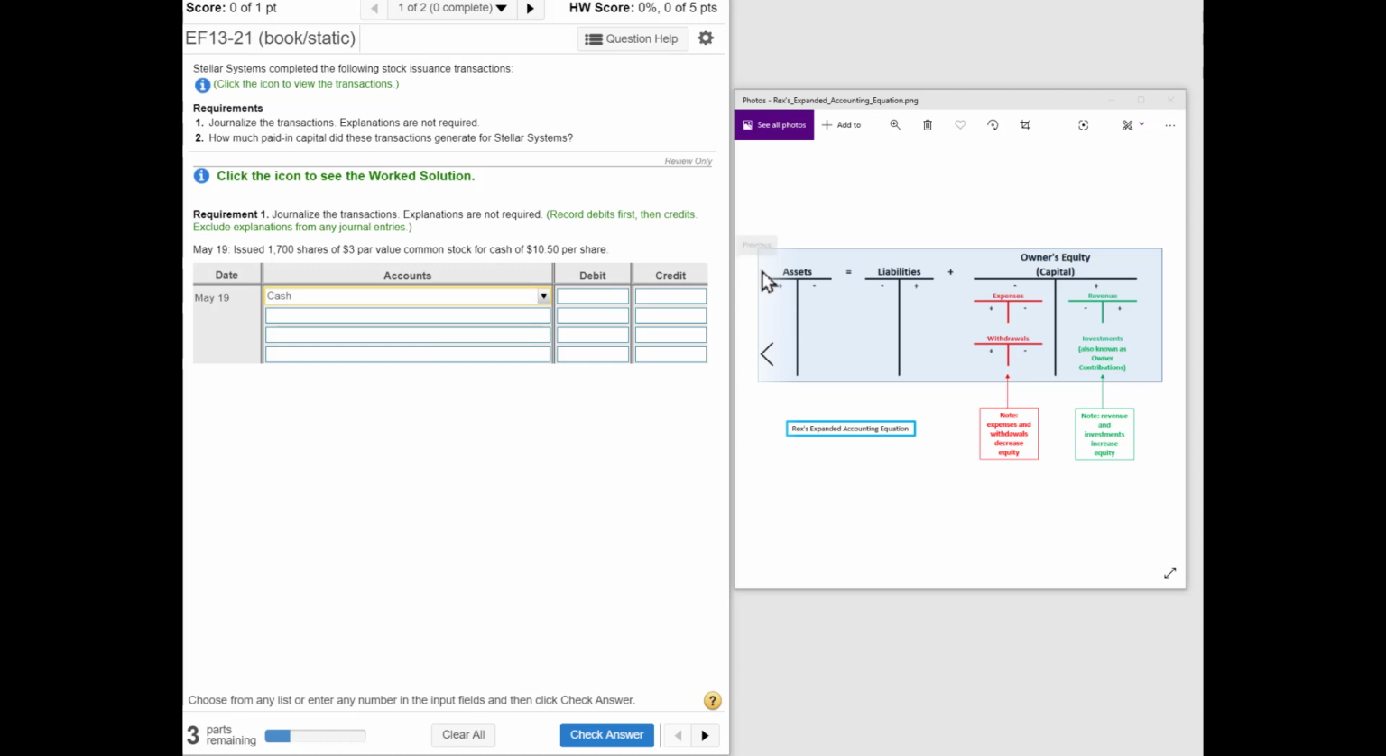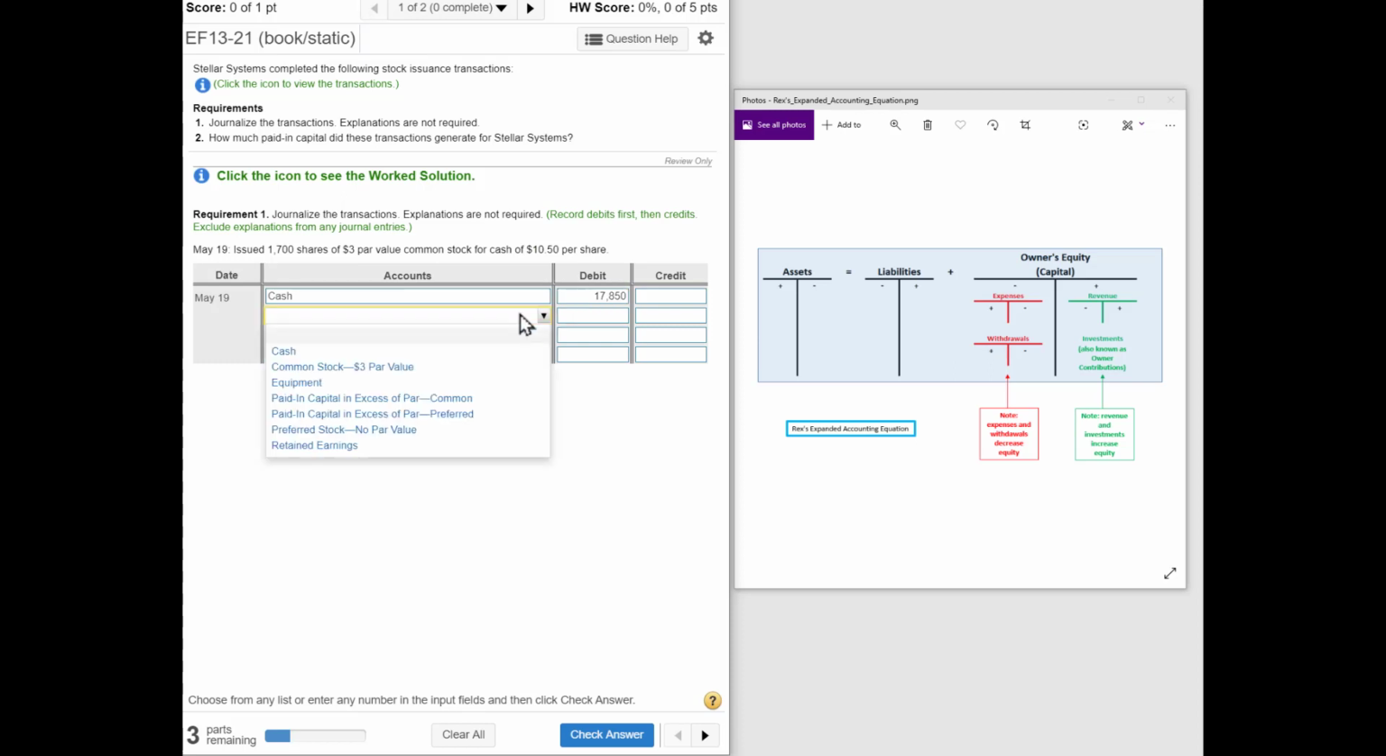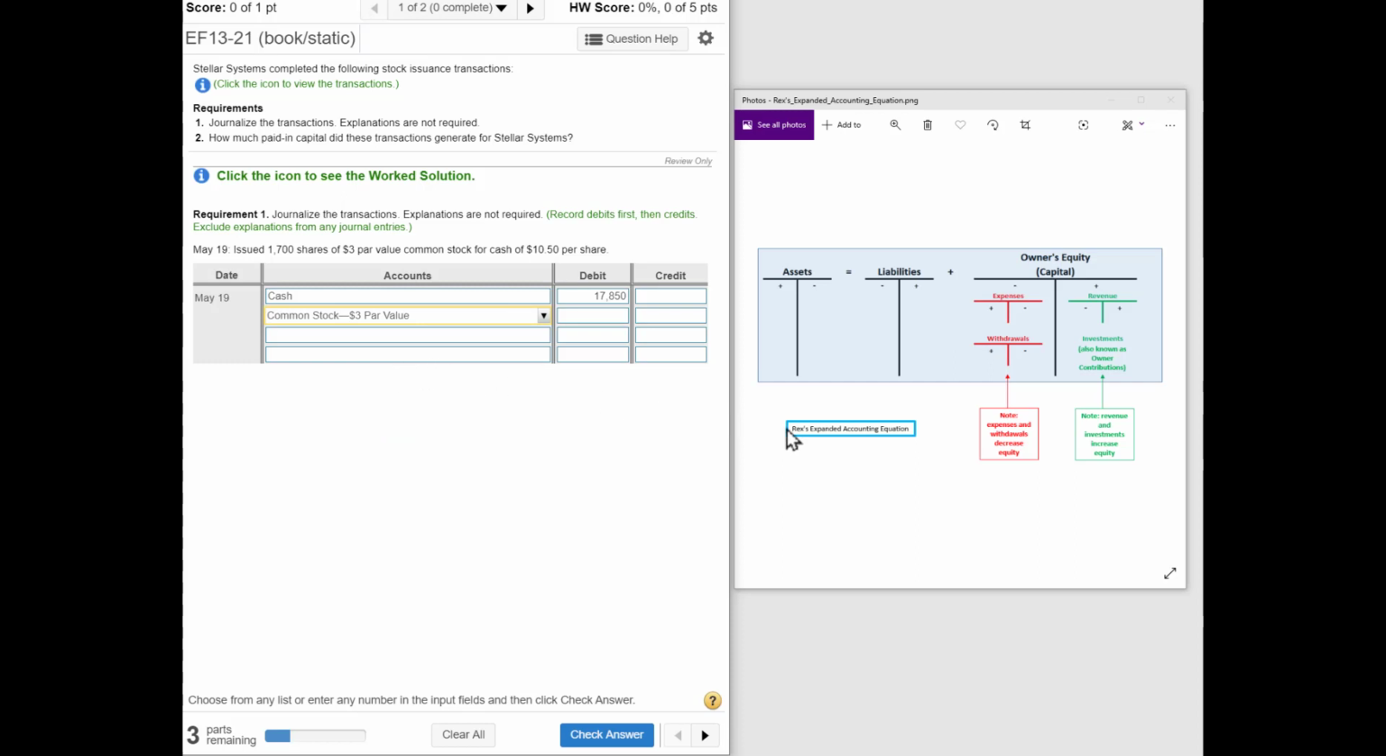So cash goes up, and the amount it goes up by is 1,700 shares times $10.50. That gives us $17,850. And what did we give up to get that? We gave up some common stock at $3 par value. Remember, common stock is part of equity, and we're issuing more stock, therefore equity has to be going up. That is why we're going to be crediting this account.